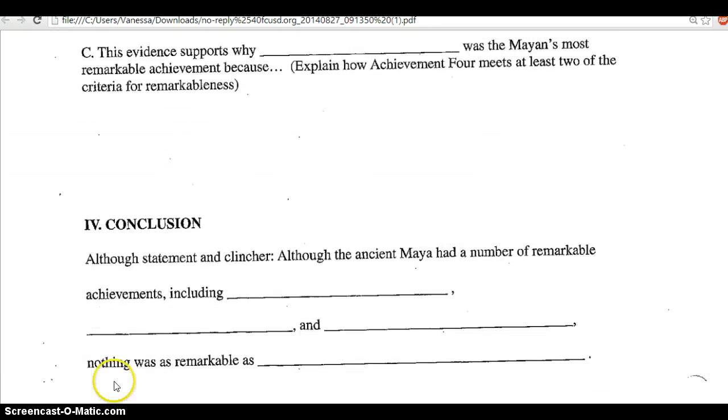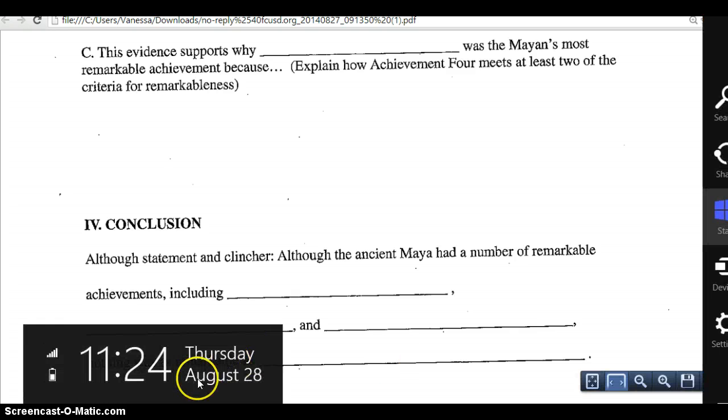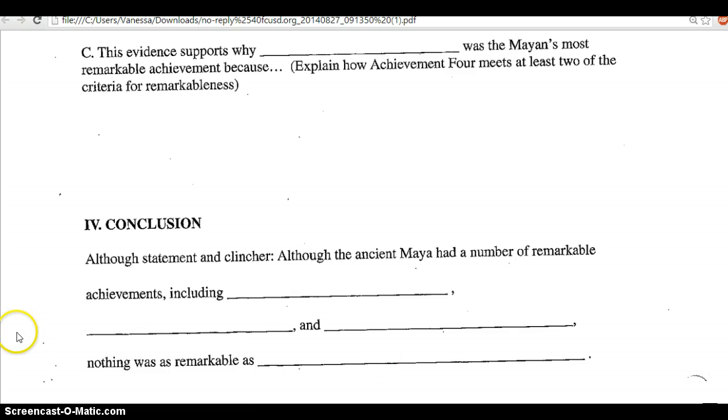So the only thing you have to do now is just fill in the blanks. What were your first 3 reasons when we say trade, math system, and calendar? And then the most remarkable was going to be their building systems or their architecture. And then you're done. Go back and pause, rewind, fast forward, so you can go back and finish where you needed help. And you're done.